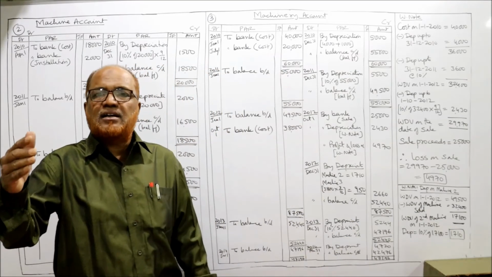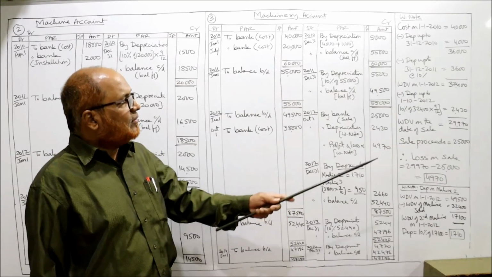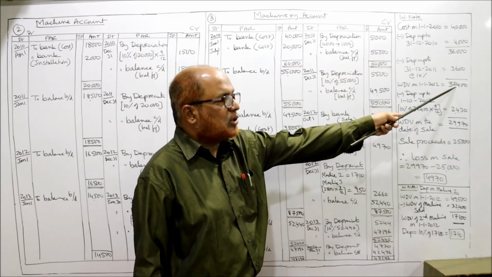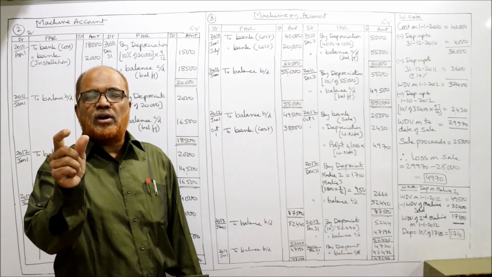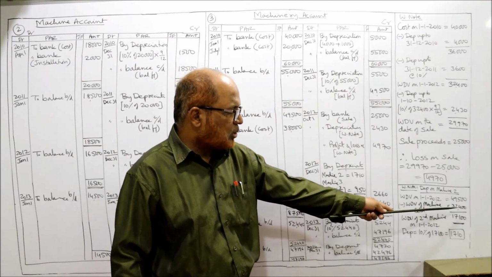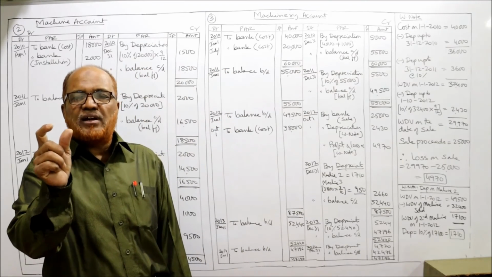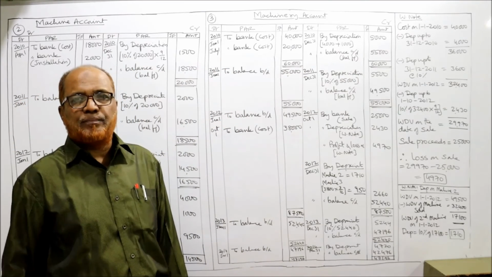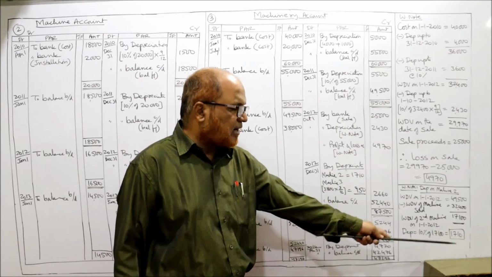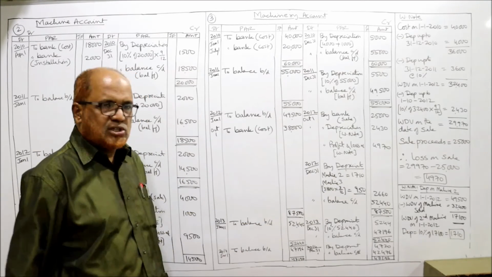From this we deduct the WDV of that machine which is sold. WDV on 1st January 2012, 32,400. So 32,400 is the WDV of the first machine. That we deduct. WDV of machine sold, 32,400. Deduct, 17,100. So 17,100 is the WDV of the second machine. So depreciation of 10% of 17,100, 1,710. So take the depreciation on second machine, 1,710.